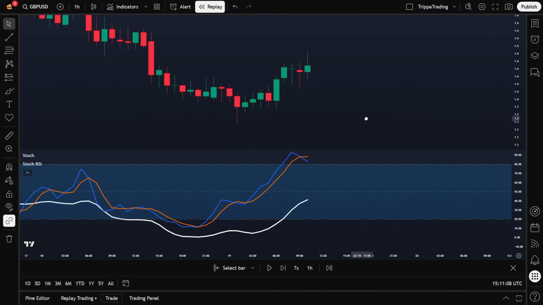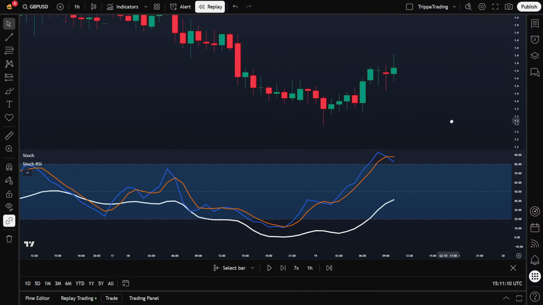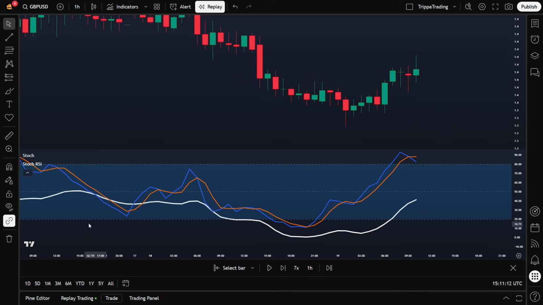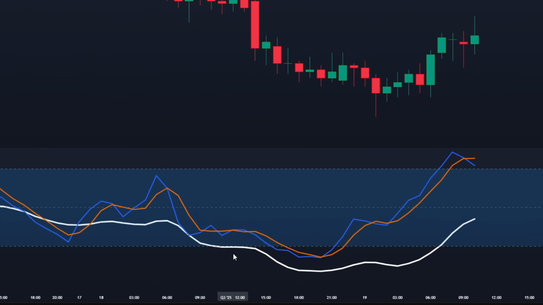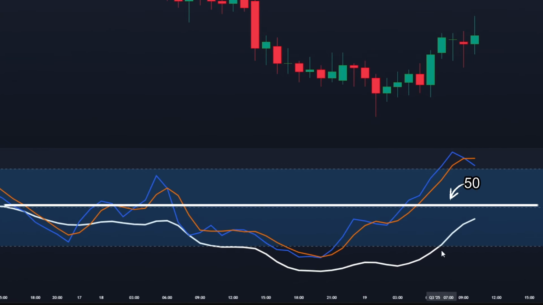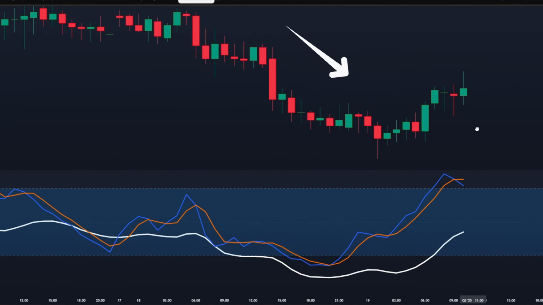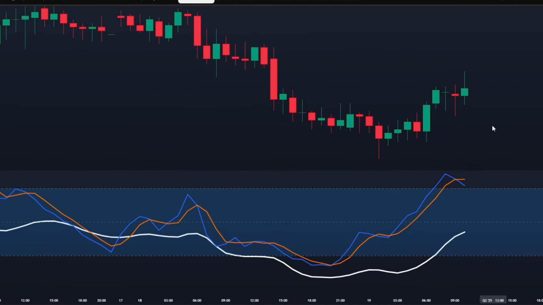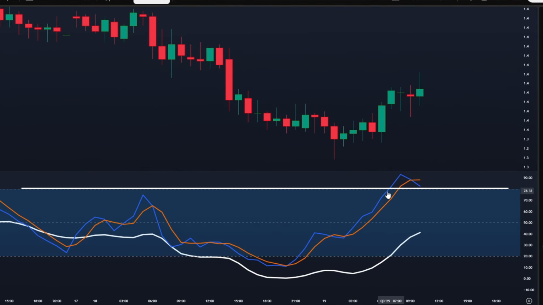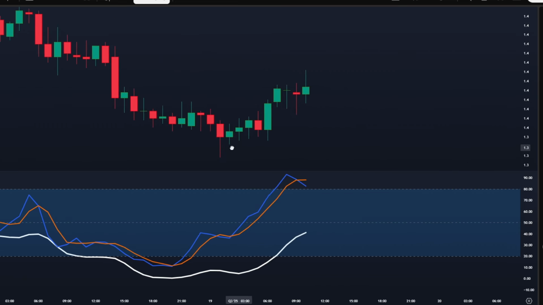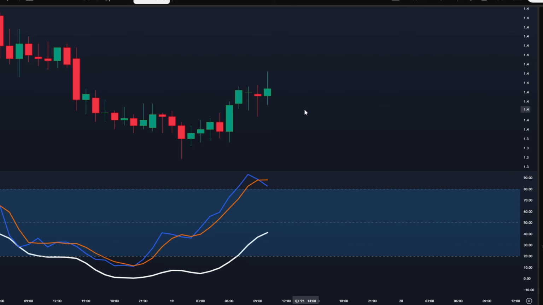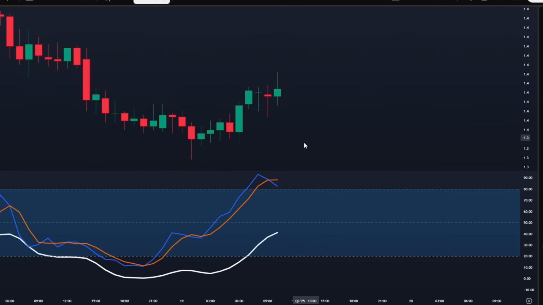Now let's look at the rules and conditions for entering a sell trade. Here we have a good example. First of all, the white Stoch RSI line must be below 50. That tells us the market is in a downtrend, and we only look for sell trades. Second, we wait for the blue stochastic line to go above 80. That means price is overbought inside a downtrend, so we're seeing a pullback against the main direction.